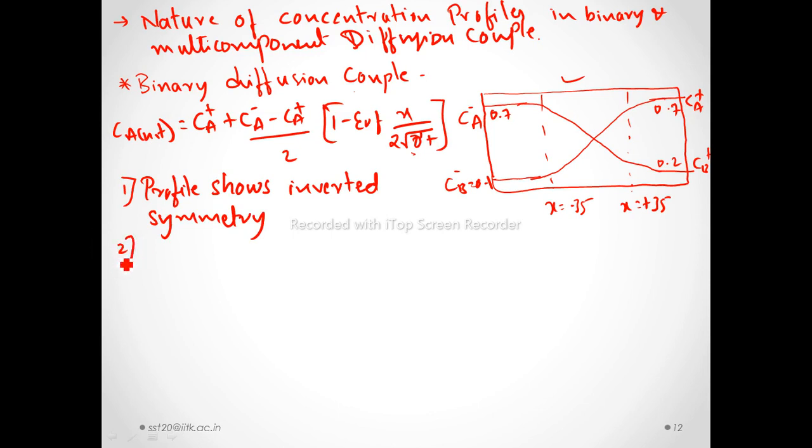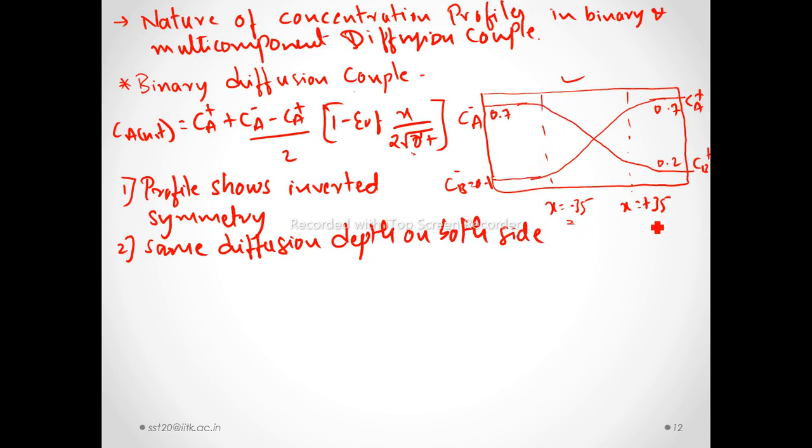Second point is the same diffusion depth on both the sides. That means here, if you see, it's 0.35, and here it is 0.35. We have to consider only the value, not the sign.